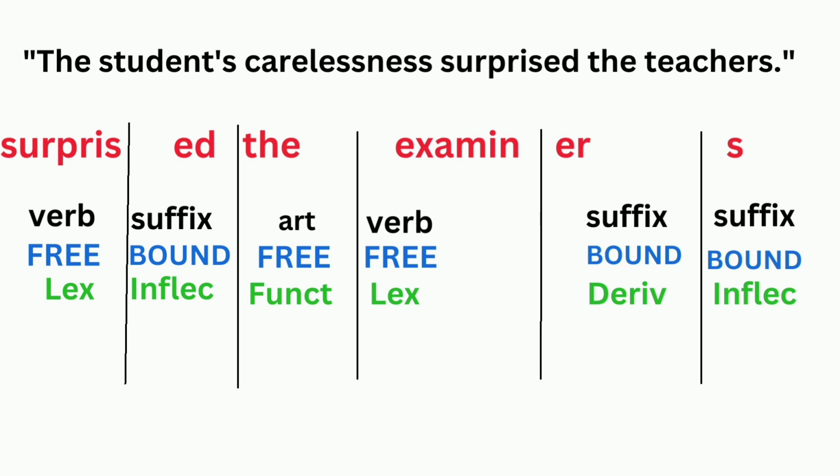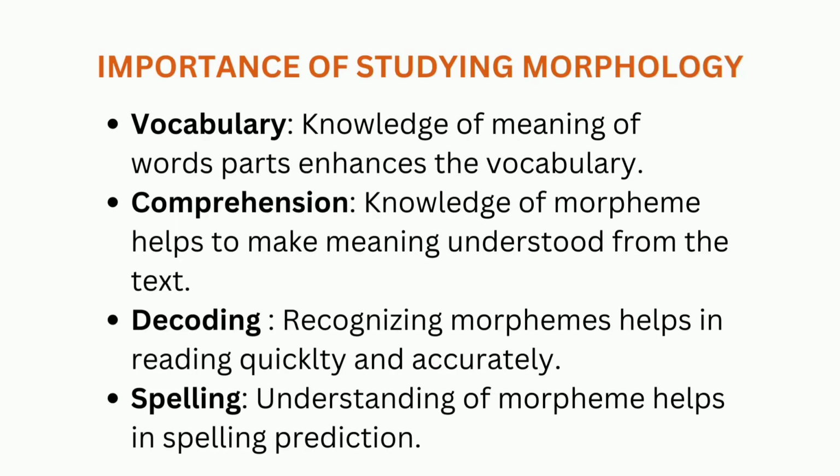So this is how we do morphological analysis. We divide the words first of all into different morphemes, and then we mention which type of morpheme is there and what is their subcategory. This actually helps us in understanding how the words are structured and formed.